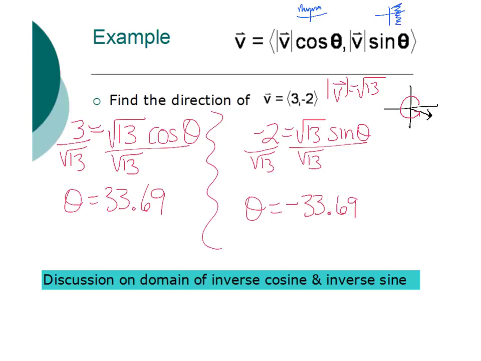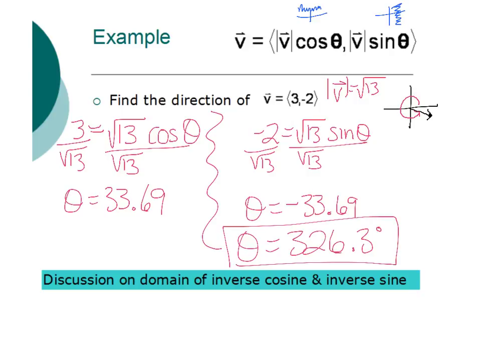Now actually, I'm going to be a little bit picky. I probably will have you take this negative angle and turn it into a positive angle. So you just add 360 to your answer and you're going to be back where you want it to be. I'm going to write it actually as a 326.3 degree angle. And that's going to be my official answer.